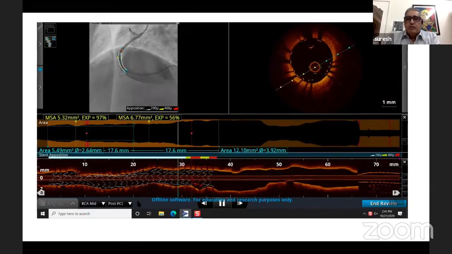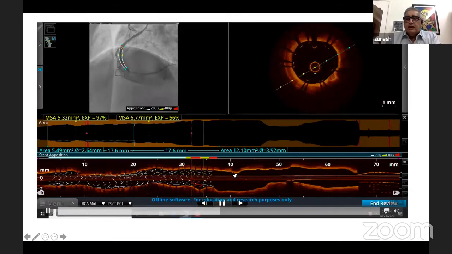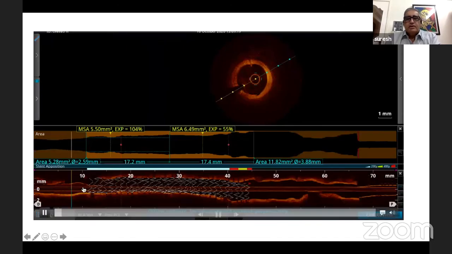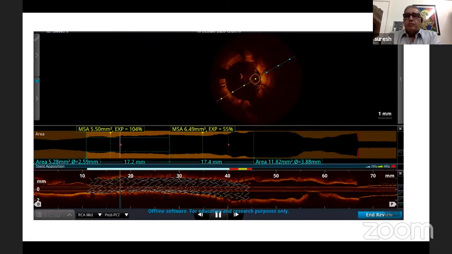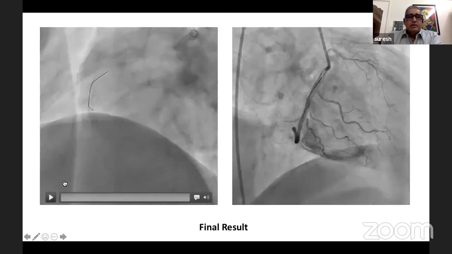There is some degree of malapposition here, which was corrected with another balloon inflation. And that's the final result. As you can see, the stent is nicely opened, well expanded. Here we got a good size, well apposed stent against the neointimal hyperplasia, and with good intraluminal flow. So that's the final result. Angiographic results on both sides. Here we go.